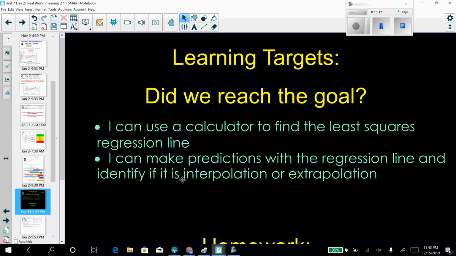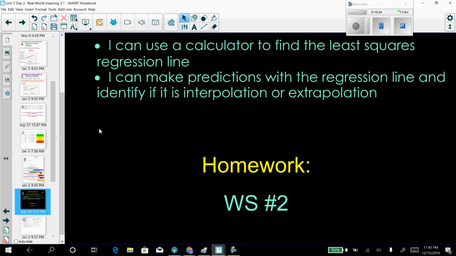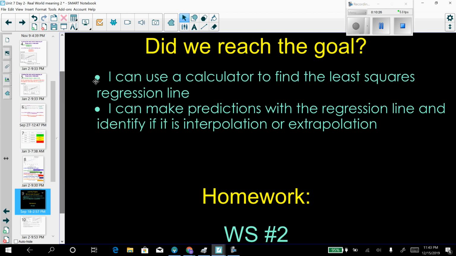All right, what I need you to do today is I need you to do the worksheet 2 in your Unit 7 packet. Tomorrow we'll do more with using the calculator to find the least squares regression line, but after today you should be able to use the regression line to make predictions and identify if it's interpolation or extrapolation.